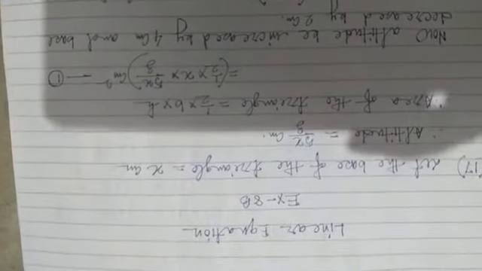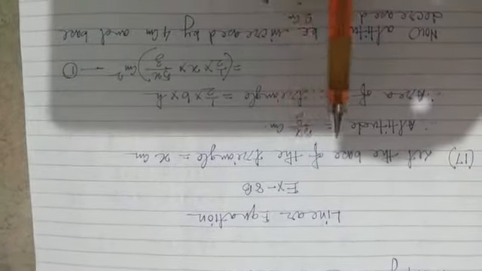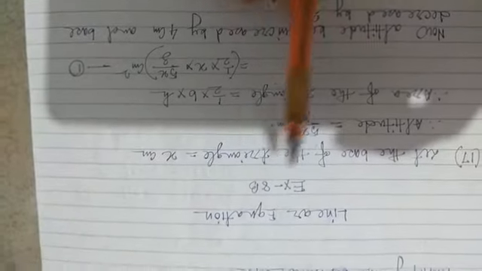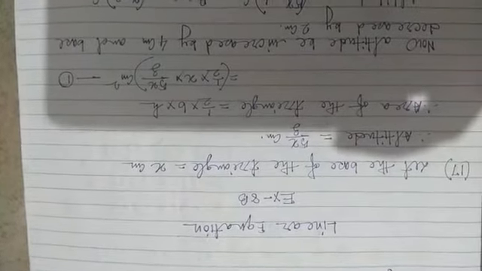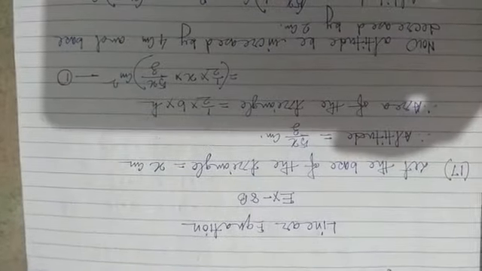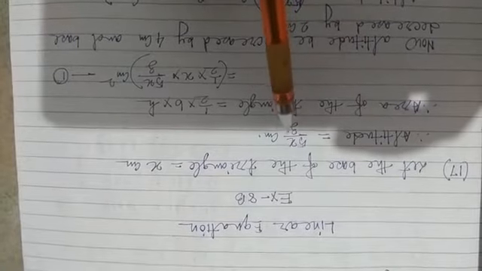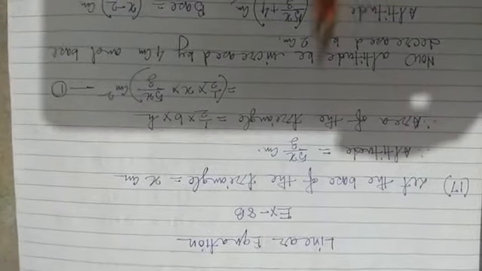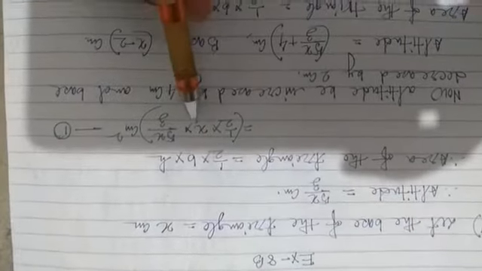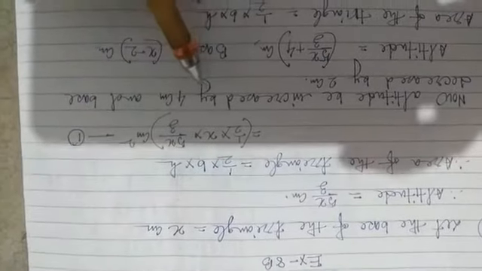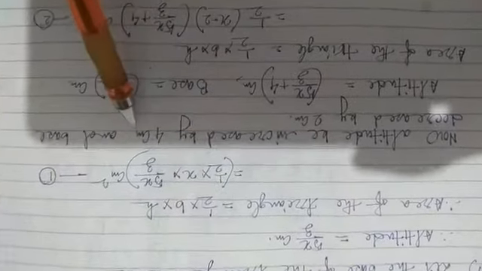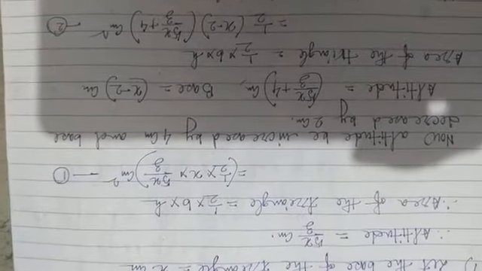My dear students, today's topic is also linear equation in one variable, Exercise 8B from R.S. Aggarwal. Question number 17. According to the given question, let the base of the triangle be x centimeter. So the altitude is 5x by 3 centimeter. So the area of the triangle equals half into base into height, equal to half into x into 5x by 3 centimeter square. Now the condition is that the altitude is increased by 4 centimeter and the base is decreased by 2 centimeter.